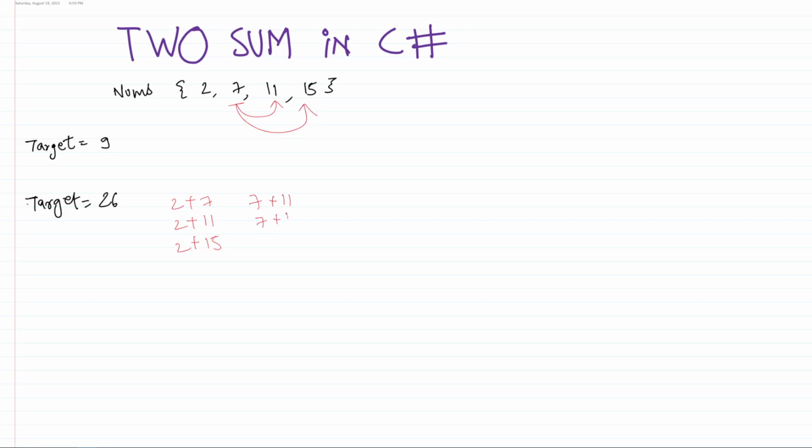7 plus 15. Still, none of them gives you your target. In this case, you will go on to the next index and do the same process all over again. But this time you have your answer as 26. 11 plus 15 is 26.